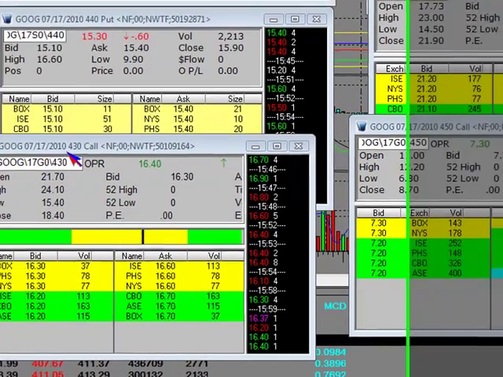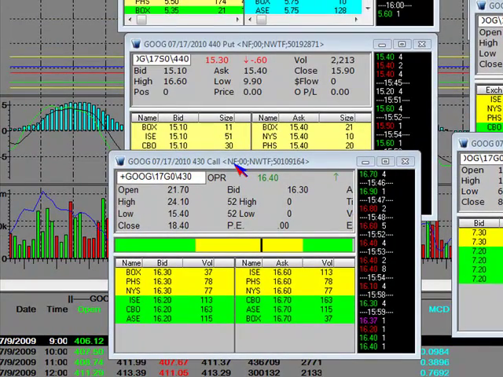Let's move on. On the 430 call, we had a high of 24.10. Then we got down to the lows of 15.40. So once again, you had a close of 18.40, but you need to know that that low was right there. And you can see the high working all the way down to that 15.40 wholesale entry.